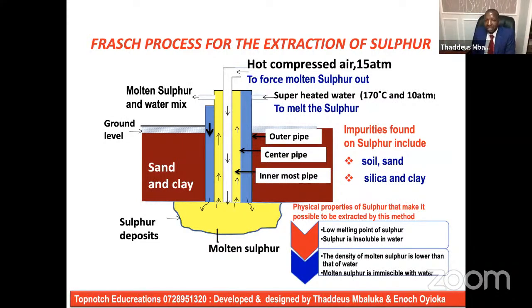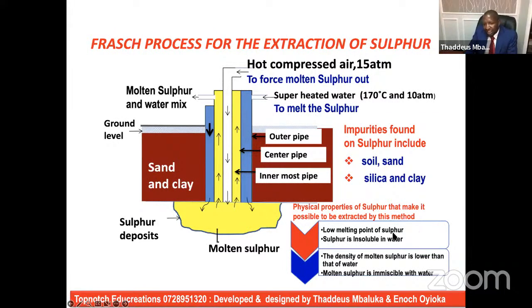So the impurities that we can find in this sulfur include soil, sand and silica, because we're extracting these things from the ground. So that's why it's going to contain silica, clay, soil, and sand. What are the physical properties that make this extraction possible? It's captured there. We have the low melting point of sulfur. Sulfur is insoluble in water.